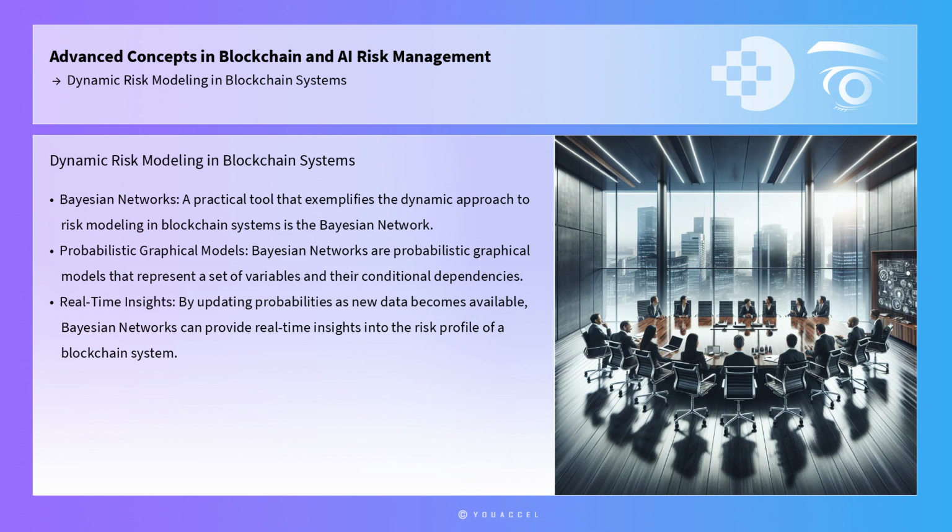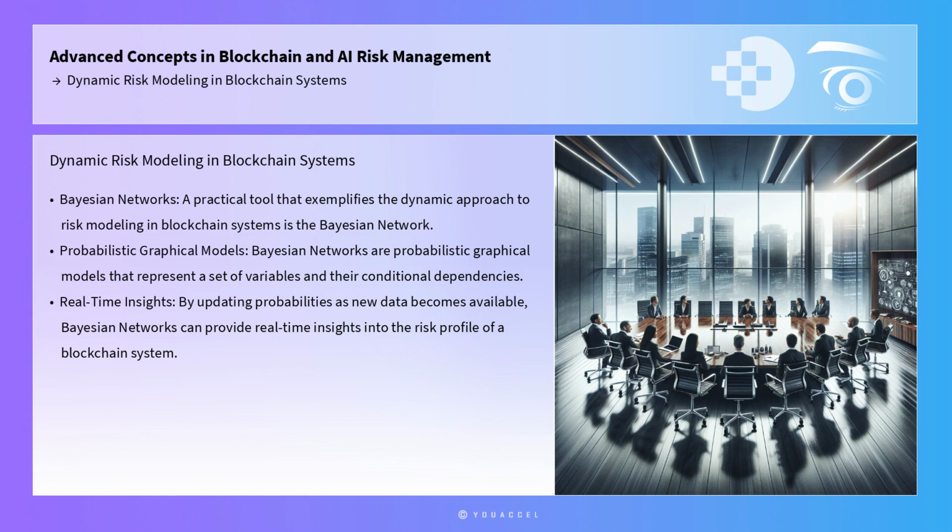A practical tool that exemplifies the dynamic approach to risk modeling in blockchain systems is the Bayesian network. Bayesian networks are probabilistic graphical models that represent a set of variables and their conditional dependencies through a directed acyclic graph. These networks are particularly useful for modeling the uncertainty and complexity inherent in blockchain systems.